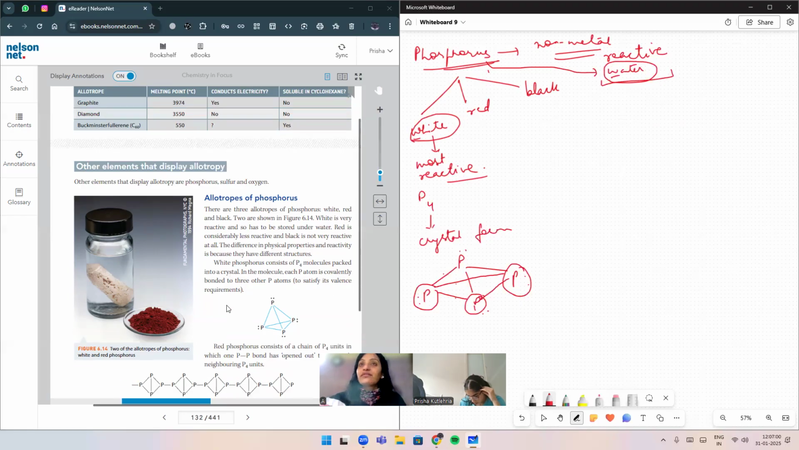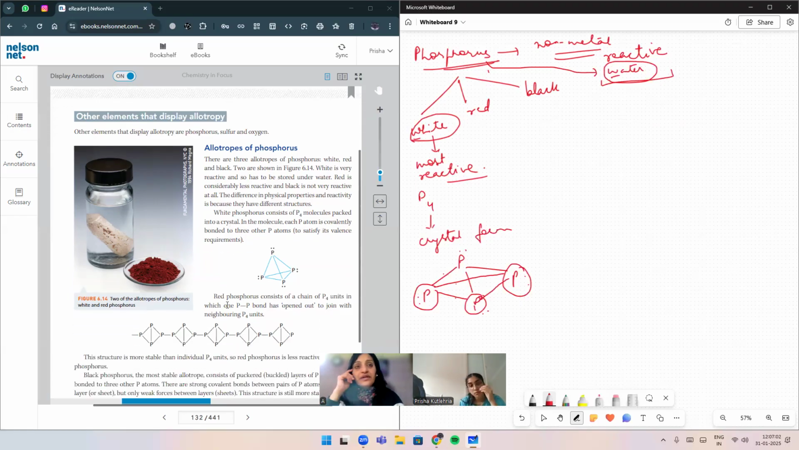When we talk about red phosphorus, it is a kind of chain-like arrangement. Red phosphorus has a chain-like arrangement of again P4 units of molecules.